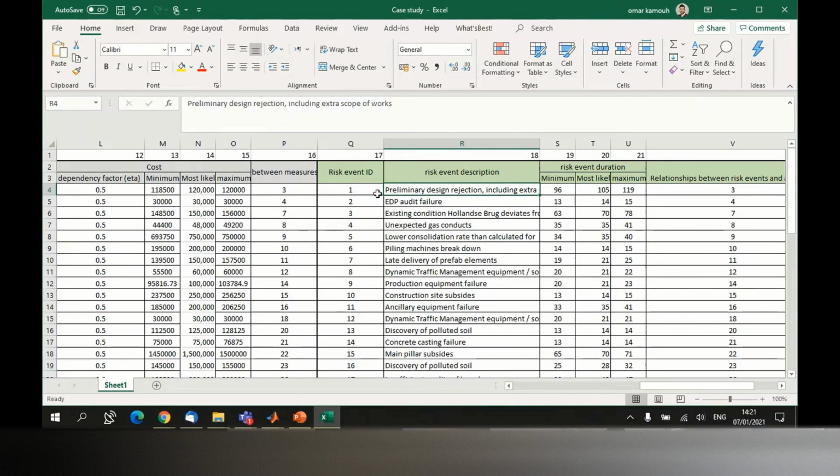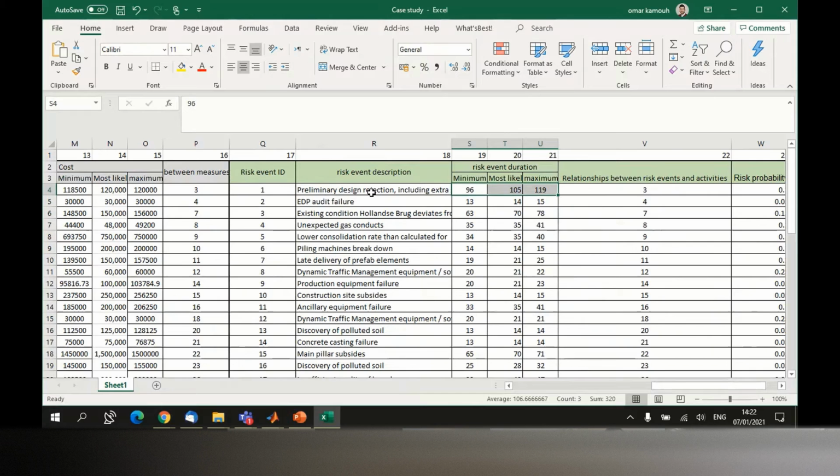So for example, you did the design and then you submitted it and then it got rejected. This is something that can happen with some probability, but you are not sure that this is going to happen. But if it occurs, then you are going to have a delay of around 100 days. If it doesn't happen, then you don't have the delay at all. So you have zeros. You have a list of possible risk events that can occur, and if they occur, you have the amount of delay that they will incur.